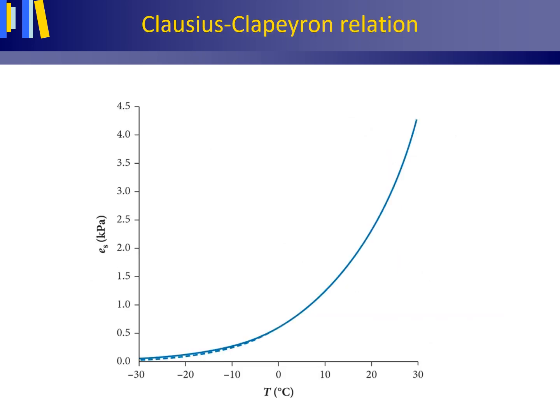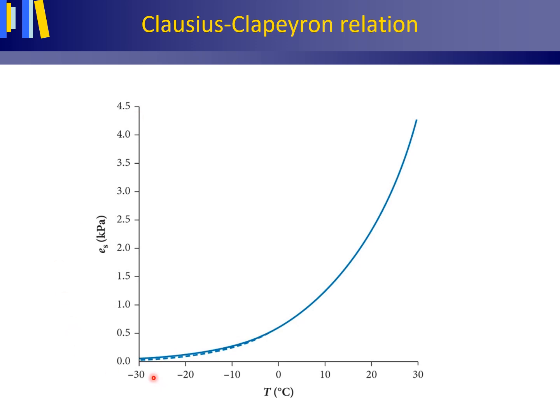This picture shows us the Clausius-Clapeyron relation. On the vertical axis, we have the saturation vapor pressure. Not only does air exert a pressure, but also the water vapor in the air exerts a pressure. And we call that the actual vapor pressure. And if the air is fully saturated with water vapor, we talk about the saturation vapor pressure. The vapor pressure is expressed usually in kilopascals.